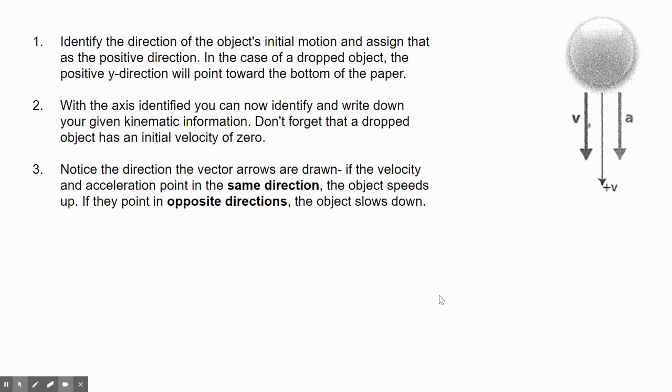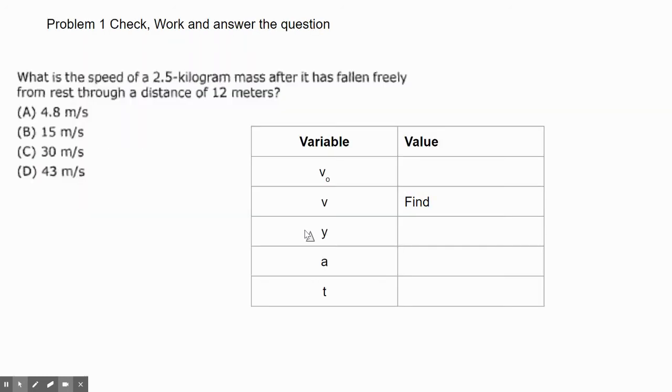And then here, if acceleration and velocity are in the same direction, the object speeds up. If they point in opposite directions, the object slows down. Problem check 1. Work and answer the question.